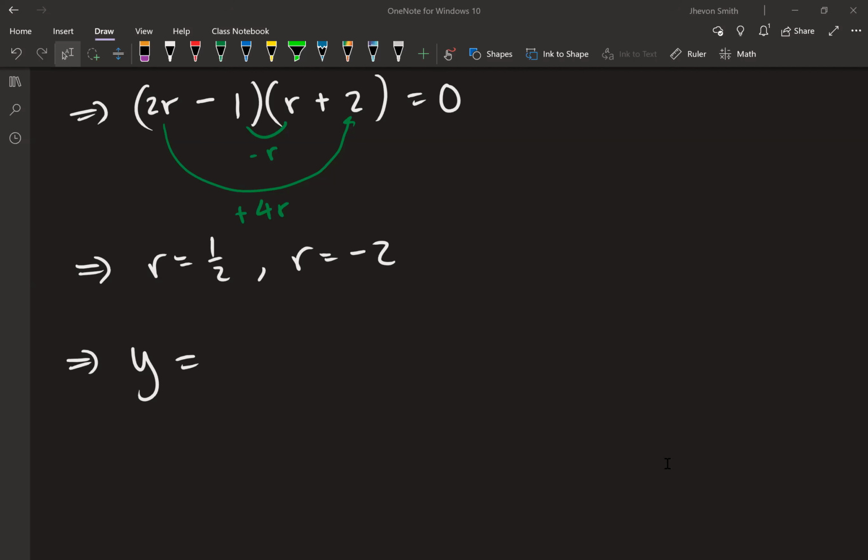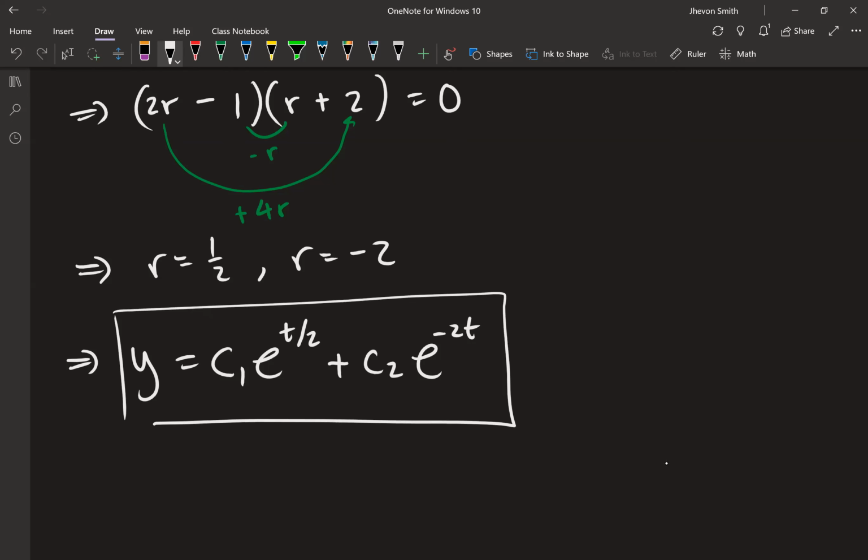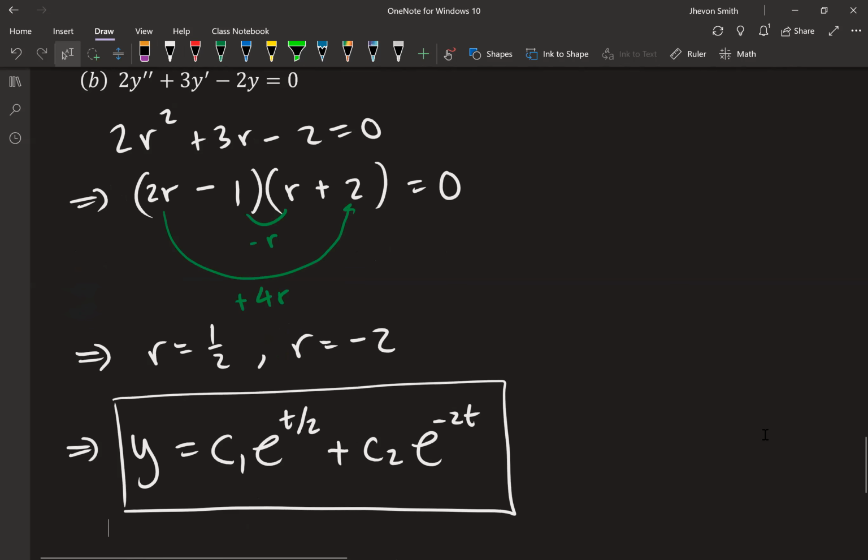Is anybody out there? C1e to the 1/2 t plus C2e to the minus 2t. Yeah, and that's it. There's no catch. That will solve the equation. And that's it. That's a fully worked out problem here. That's all there is to it.